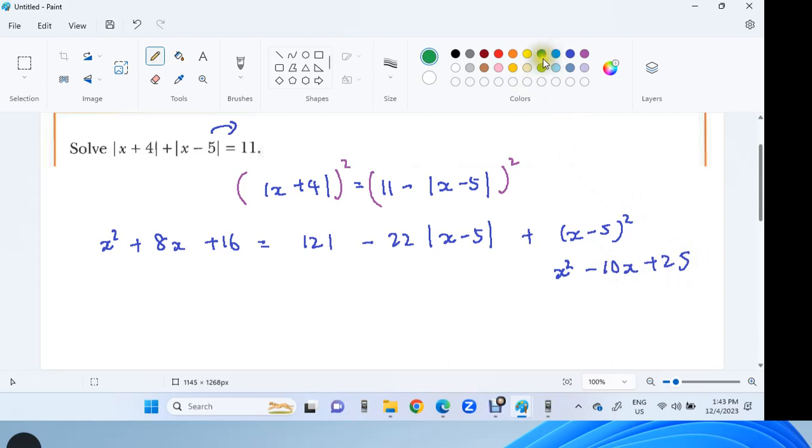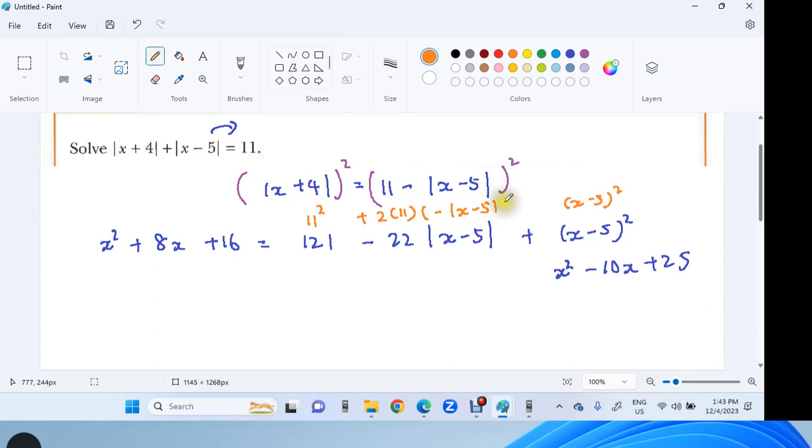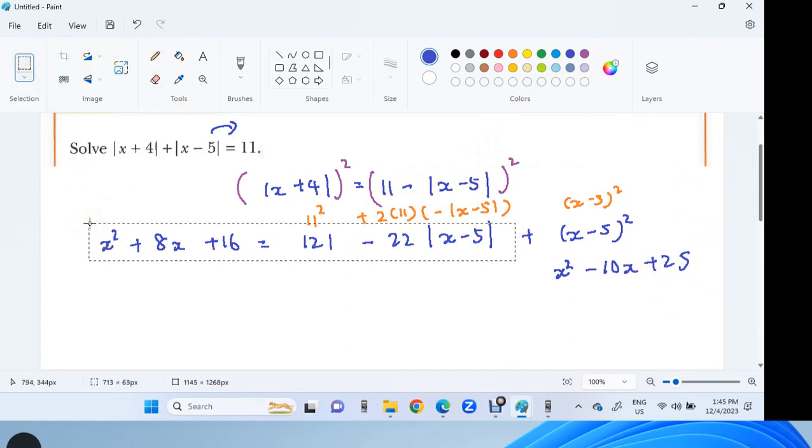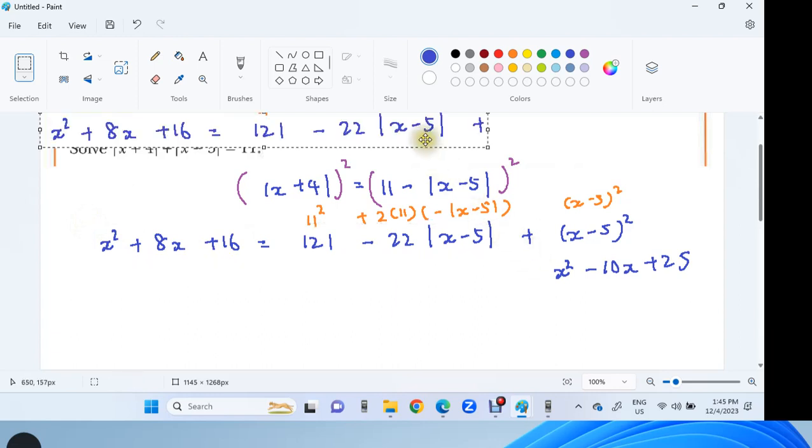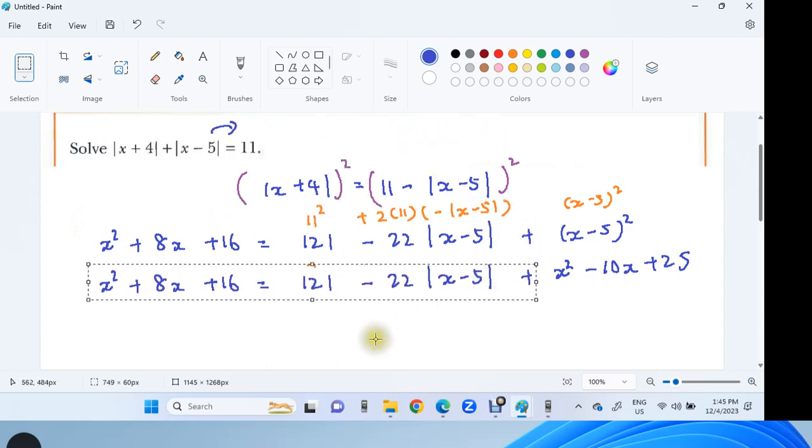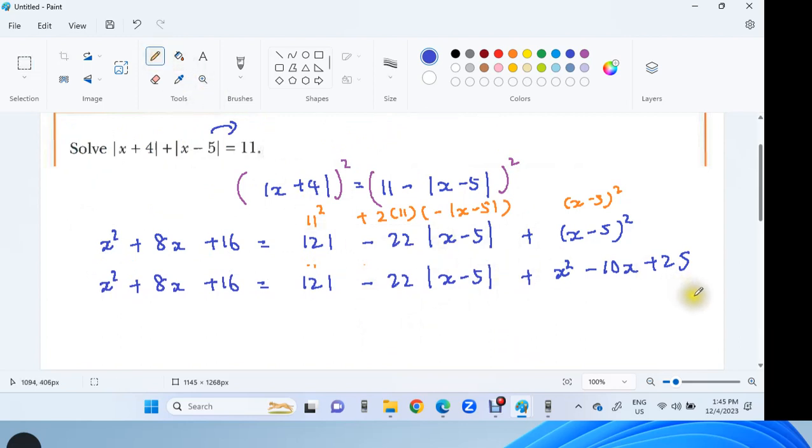So what happened here is we have the 11 squared, we have the x minus 5 squared, and then plus 2 times 11 times negative modulus x minus 5. We square the first one, square the second one, and then 2 times these two items. So it becomes negative 22 modulus x minus 5. For this one, I feel lucky that I'm using a computer to solve this question. Otherwise I have to repeat the same thing, or I just skip that one. I will skip some of the steps.